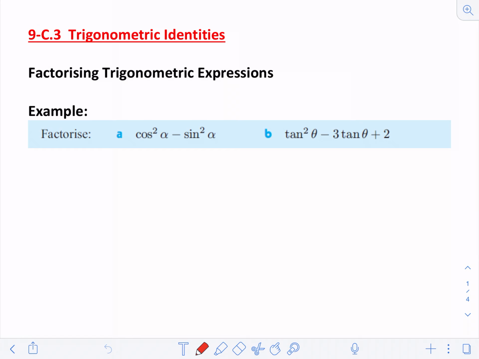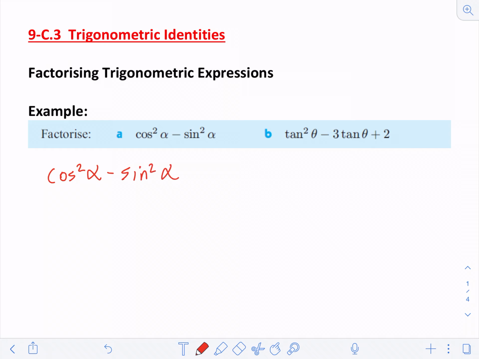So these are just asking us to factor, right? So what does factor mean? To unfoil or maybe to pull out common terms, right? So our first one, we have cosine squared alpha minus sine squared alpha.